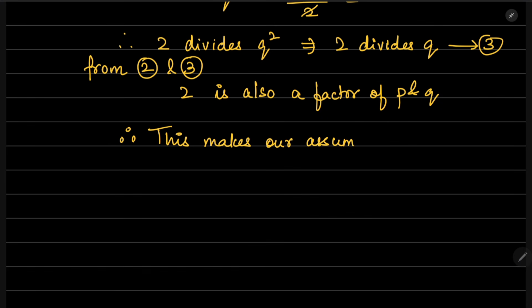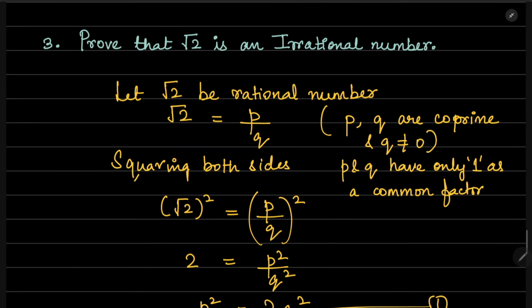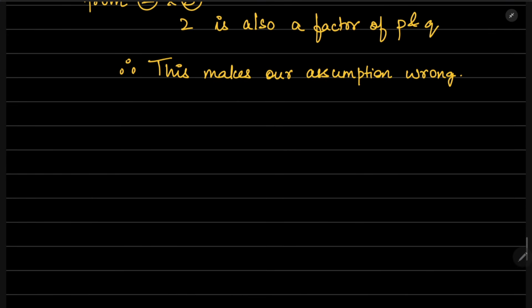This makes our assumption wrong. What we assumed initially, that root 2 is rational. So we assumed root 2 is rational, so this assumption is wrong. Therefore, root 2 is irrational. Root 2 is irrational, hence proved.